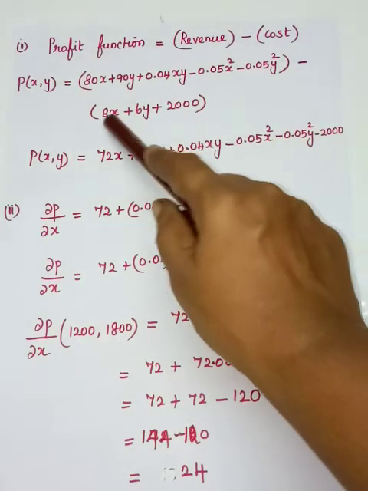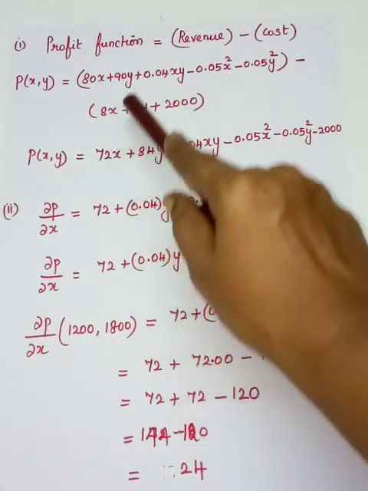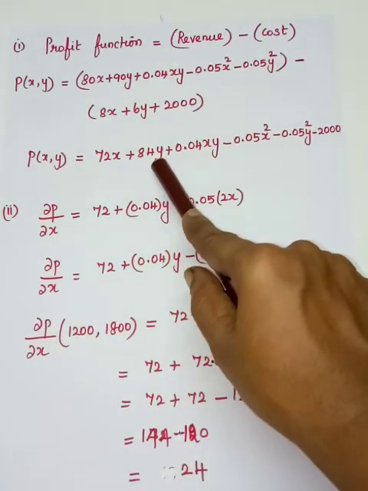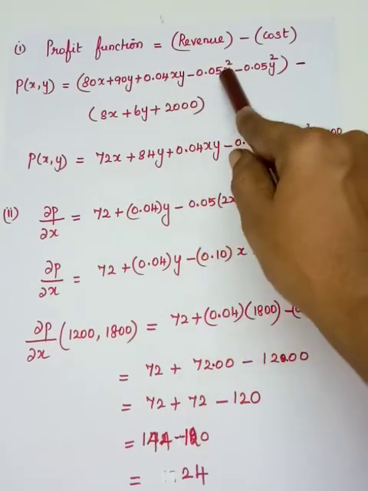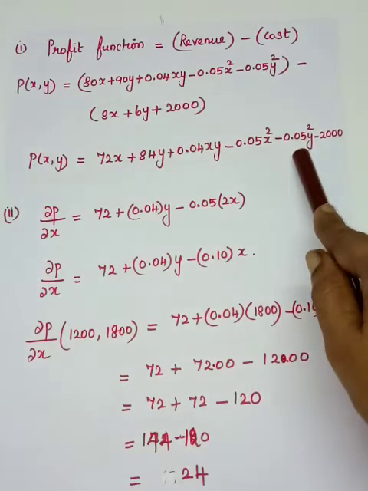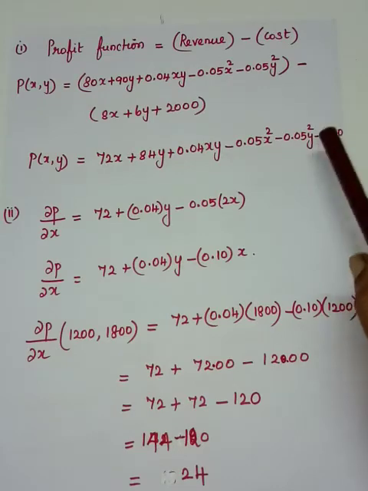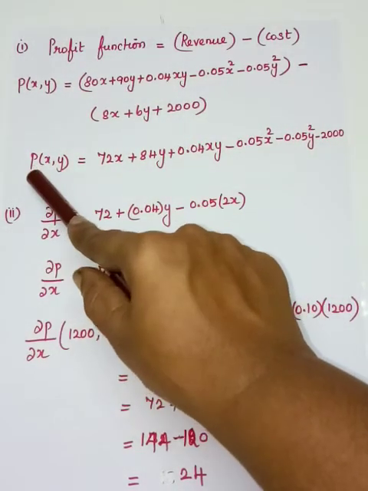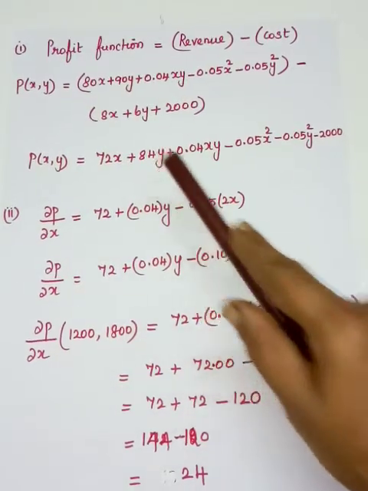If you apply the minus to 8x, 80x minus 8x is 72x. And 90y minus 6y is 84y. And there is no xy term, only 1, so you have to write it as it is. The x square term is written as it is, and the y square term is also written as it is. And this 2000, if you apply the minus, it is minus 2000. This is the profit function, which is denoted by the letter P. It involves the independent variables x and y.